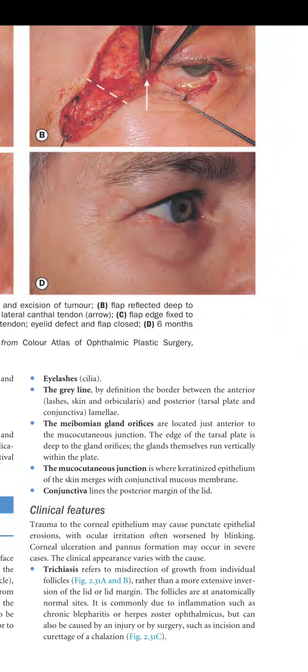Clinical features. Trauma to the corneal epithelium may cause punctate epithelial erosions with ocular irritation, often worsened by blinking. Corneal ulceration and pannus formation may occur in severe cases. The clinical appearance varies with the cause. So anything which causes trauma to the epithelium can cause erosions of the cornea, and when the person blinks, it is usually worsened. Pannus formation is basically the vascularization and infiltration that occurs in severe cases.